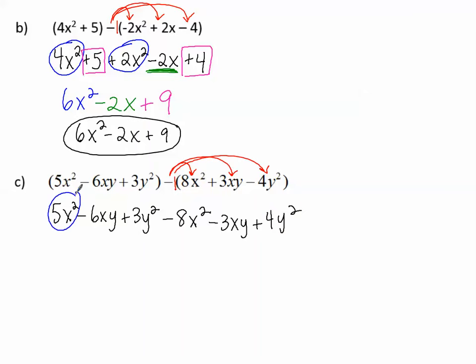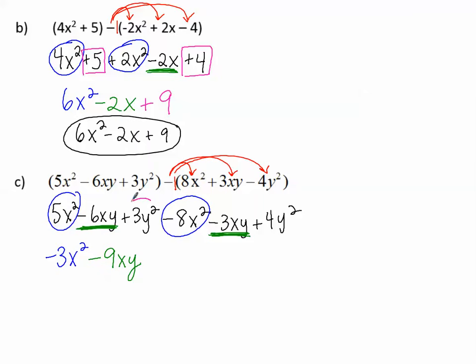5x squared, and here's another x squared. I don't see any more x's that have x squared, so those are the only two that are like each other so far. 5 minus 8 makes negative 3, and those are x squared terms. Next, negative 6xy. Where's another xy? Here we go. Those are like each other because they have the same variables. Negative 6 of these, negative 3 of these together make negative 9 of these xy terms.